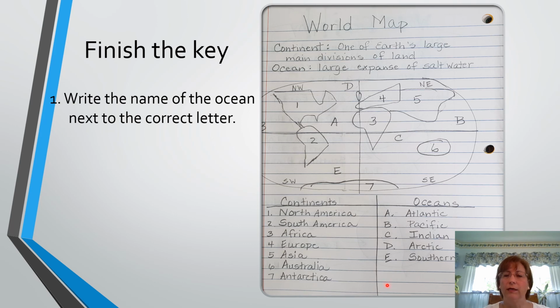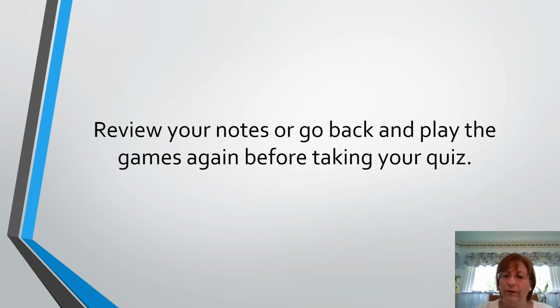Now let's finish our key by labeling our oceans. A is Atlantic, B is Pacific, C is the Indian Ocean, D is the Arctic Ocean, and E is the Southern Ocean. So now that we've finished writing all of our first notes in our history notebook, I'd like you to go back and review your notes or go back and play some of those games again before taking your quiz.